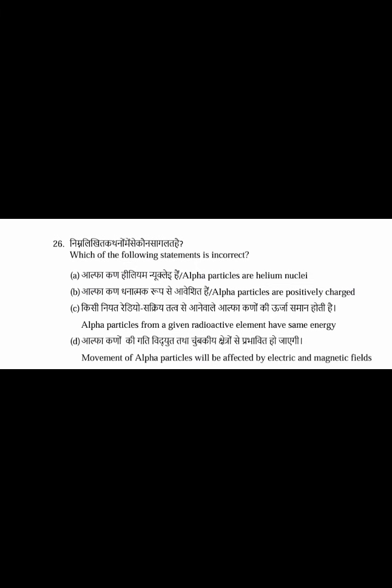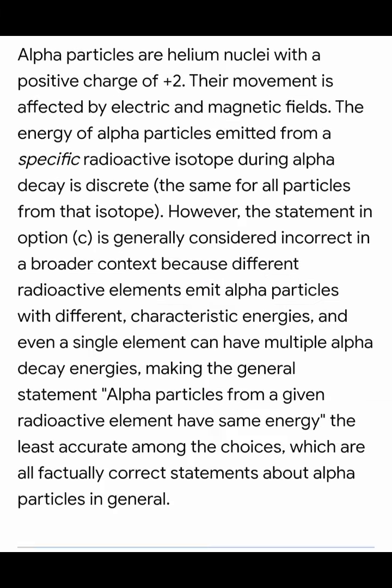Next question: which of the following statements is incorrect? We know an alpha particle is a helium nucleus with a positive charge of +2. Its movement is affected by the electric and the magnetic field, and the energy of the alpha particle emitted by a specific radioactive isotope during alpha decay is discrete. So the statement given in option C is considered incorrect. So the answer is option C.